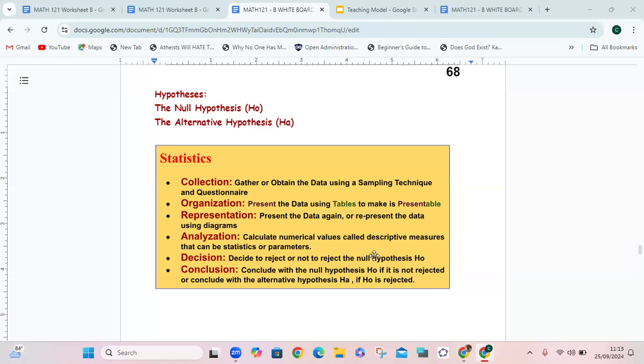The calculation of numerical values, the calculation of numbers, that is being very objective. And these numbers are called descriptive measures that can be statistics if they were calculated from a sample, or parameters if they were calculated from a population. So once those numerical values or descriptive measures have been calculated, that is being very much objective because they come from formulas. Formulas are unbiased. Formulas have no emotion. Formulas are very much objective.